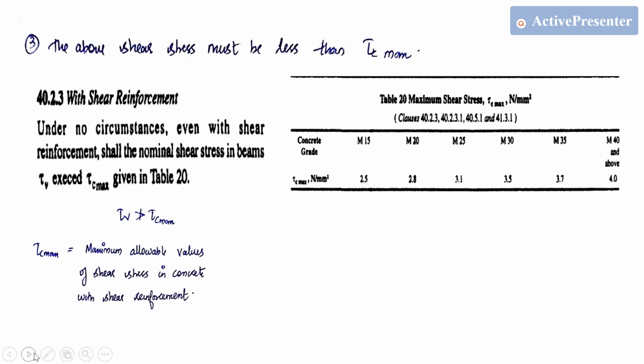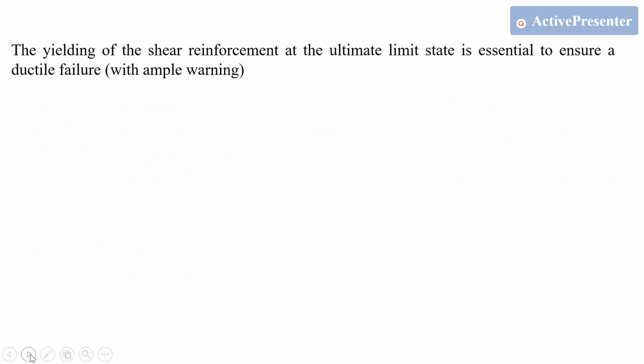And this tau c max is the maximum allowable value of shear stress in concrete with shear reinforcement. That is, in no case should tau v be greater than tau c max. The yielding of the shear reinforcement at the ultimate limit state is essential to ensure a ductile failure.